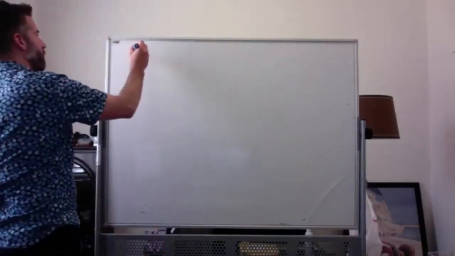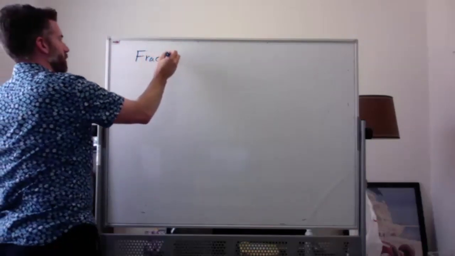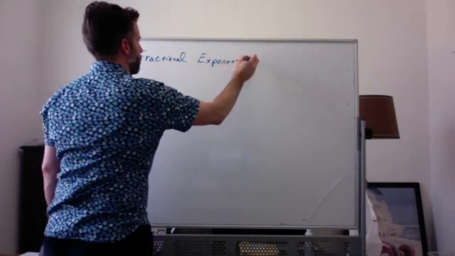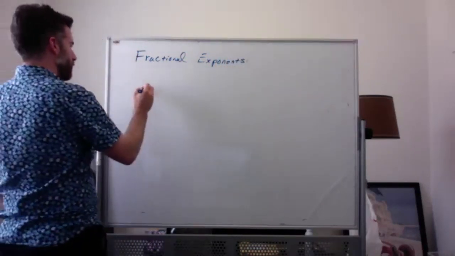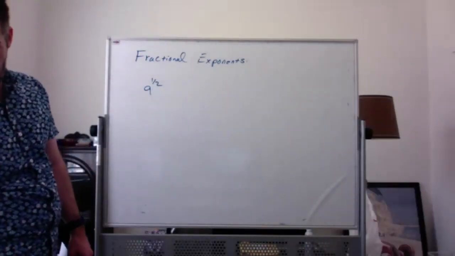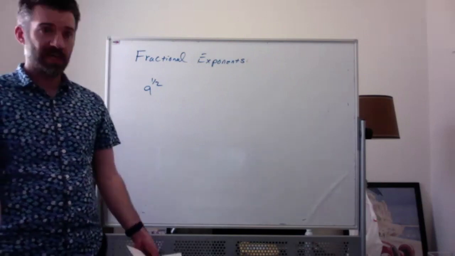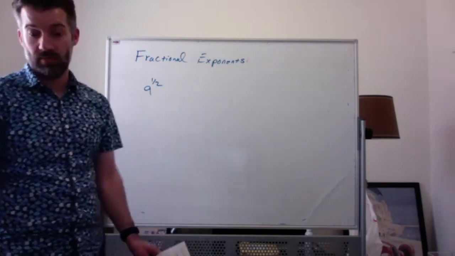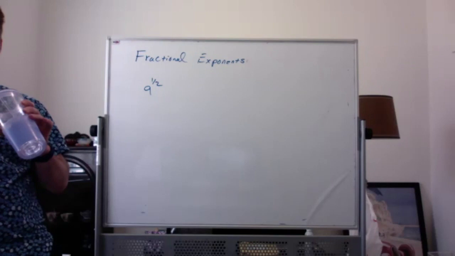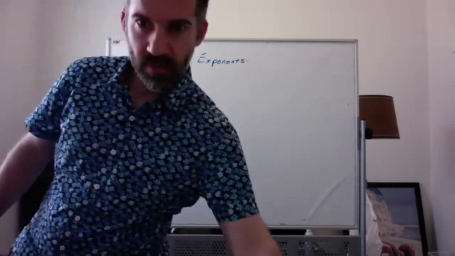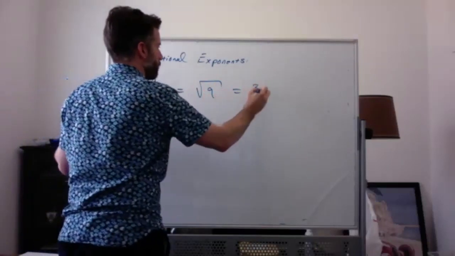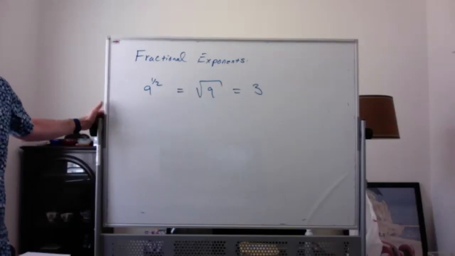What about fractional exponents? Like, for example, 9 to the 1/2. What does that mean? Or I'll ask a different question. Does anybody know what 9 to the 1/2 is supposed to be equal to? Square root of 9. Exactly, the square root of 9, which is 3. And I'll remind you guys, it is just 3.